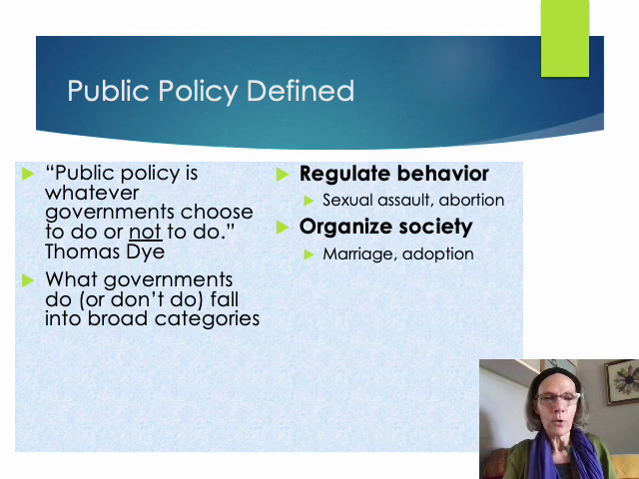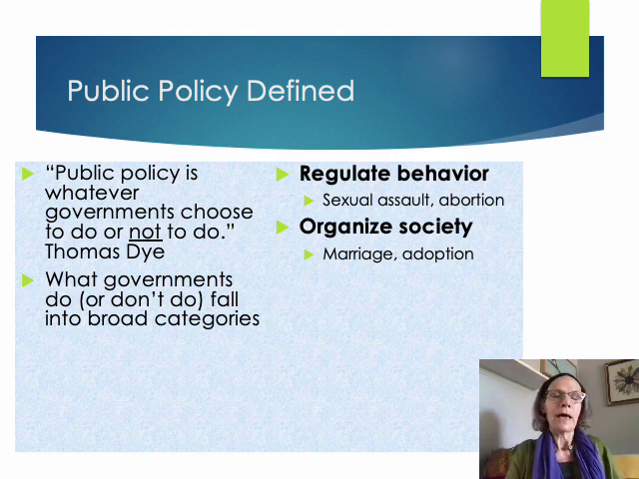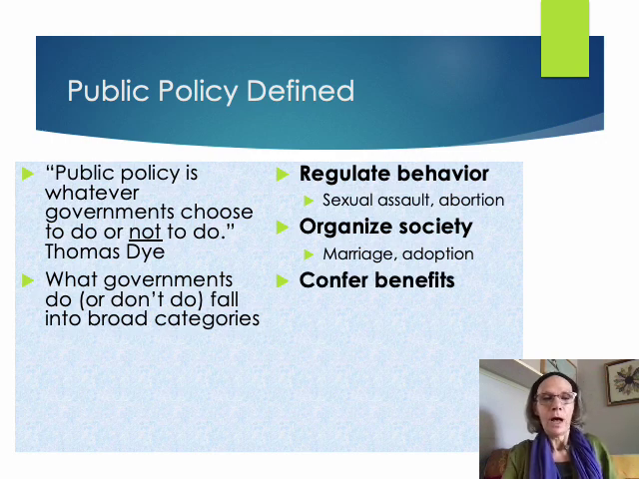Another category of what governments do or don't do is organizing societies. They make decisions about who can get married and who cannot get married. They make decisions about who can adopt children, etc. A government could even, not in the United States but in China, organize society by limiting the number of children you can have, etc.